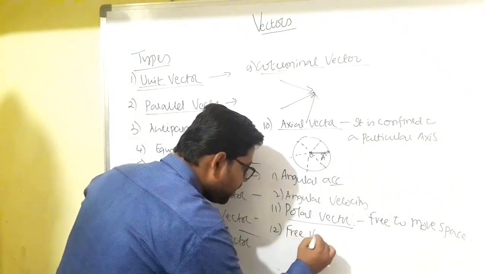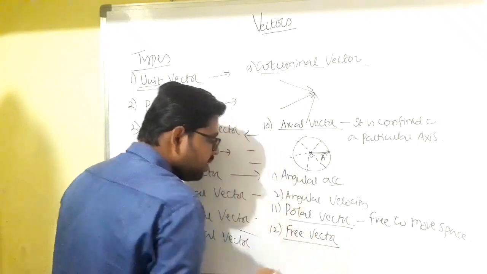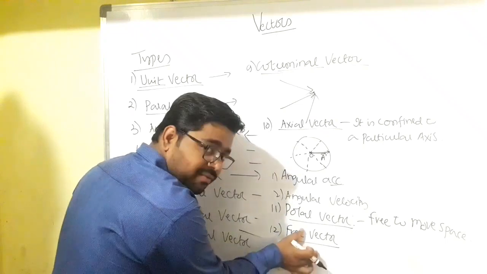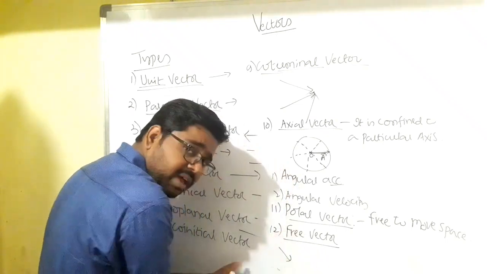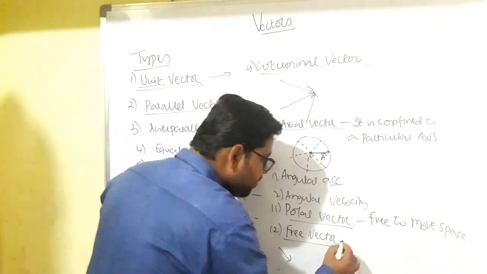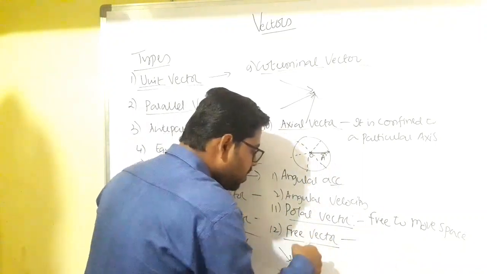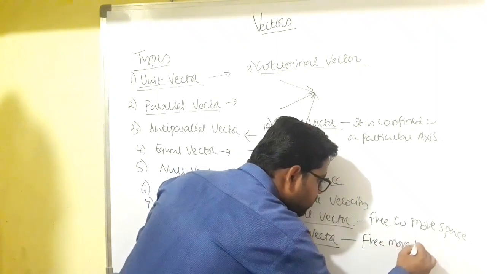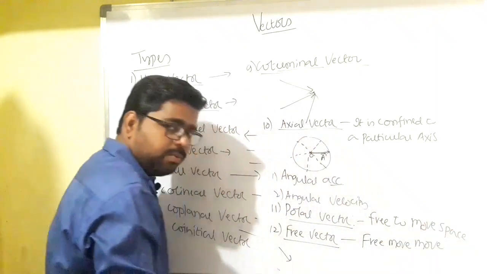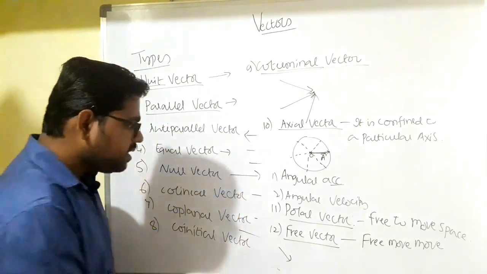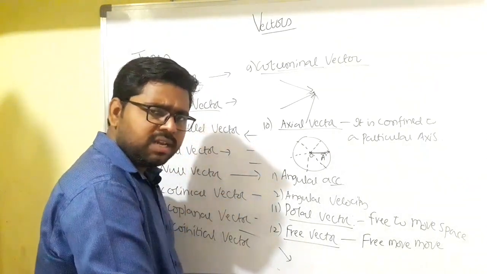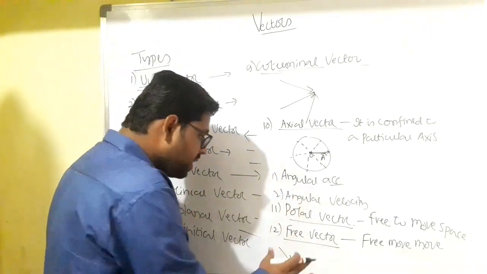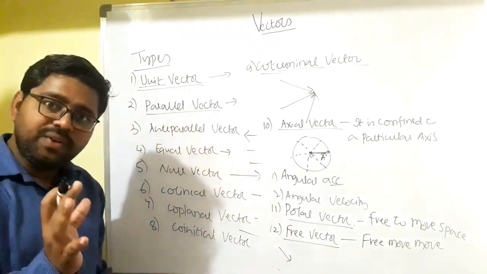Next one is free vector. Free vector means it is free to move. Suppose we draw a vector like this, we can take it somewhere here also, any particular direction we can move it. So the very word says the same. These vectors are free to move or to rotate. Examples of free vectors are force, acceleration, all these things. Most of the vectors are free vectors. The exact opposite of the free vector is the fixed vector.